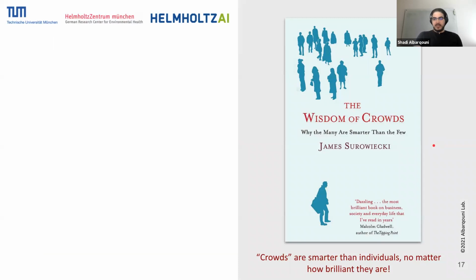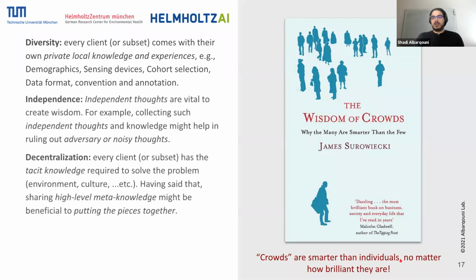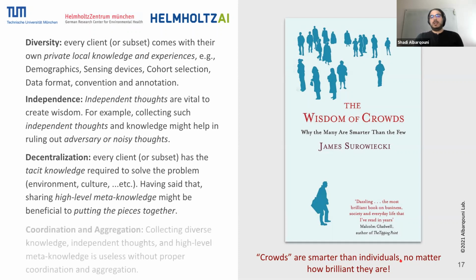So first, it has a philosophical perspective. And this is where James Surowiecki made the case in his book, The Wisdom of Crowds, that large groups of people, crowds, are smarter than individuals, no matter how brilliant they are. And he brought a couple of examples showing that crowds are better at solving problems, innovating, reaching wise decisions, and probably predicting the future. However, he set a few conditions to utilize such collective intelligence: diversity, independence, decentralization, and coordination and aggregation.